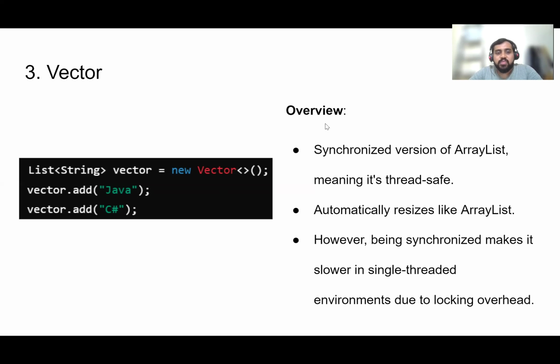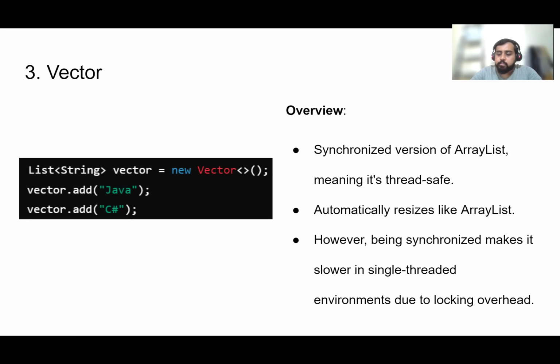But the main thing about Vector is that it's a synchronized version of an ArrayList. Vector is similar to ArrayList, but ArrayList is not synchronized and not thread safe, whereas Vector is thread safe and synchronized. It automatically resizes like ArrayList. ArrayList has some initial amount of space reserved when we create it, and after it fills up, it automatically resizes. Similarly, Vector also resizes because it is basically a type of ArrayList, also backed by a dynamic array. However, being synchronized, it is a little bit slower than ArrayList.